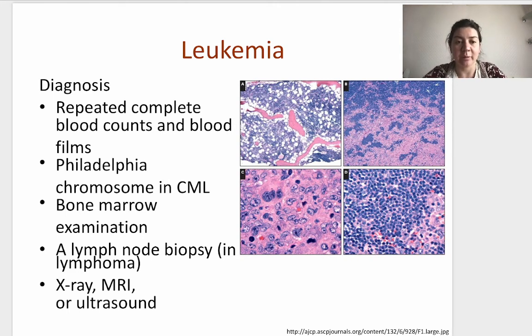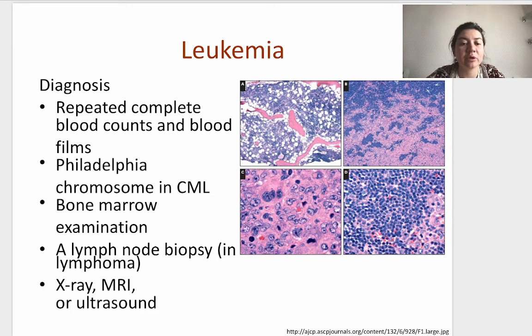Diagnosis of leukemia is based on repeated complete blood counts and blood films. We check for the Philadelphia chromosome in genetic analysis, which is for confirming it. Bone marrow examination is obligatory, and here you see examples of microscopic examination of bone marrow.